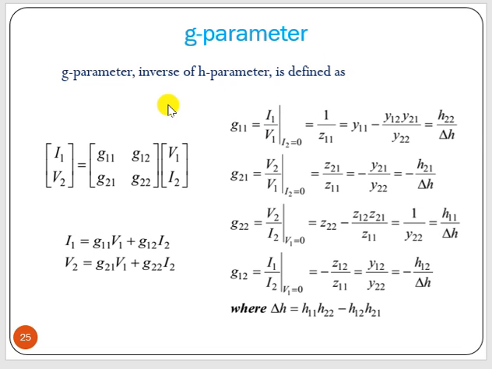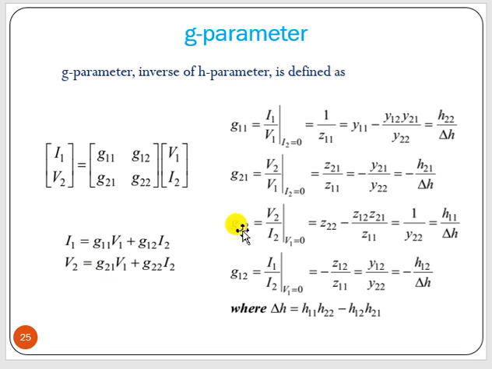Now G parameter is nothing but the inverse of H parameter. In case of H parameter, we have taken V1 and I2 as dependent variables. Here we are taking I1 and V2 as dependent variables, so the independent variables will be the opposite of that, that is V1, I2, and we have the G parameter, and this is the expression. So using G11, when we make I2 equal to 0, G11 is I1 by V1. So this is input admittance.